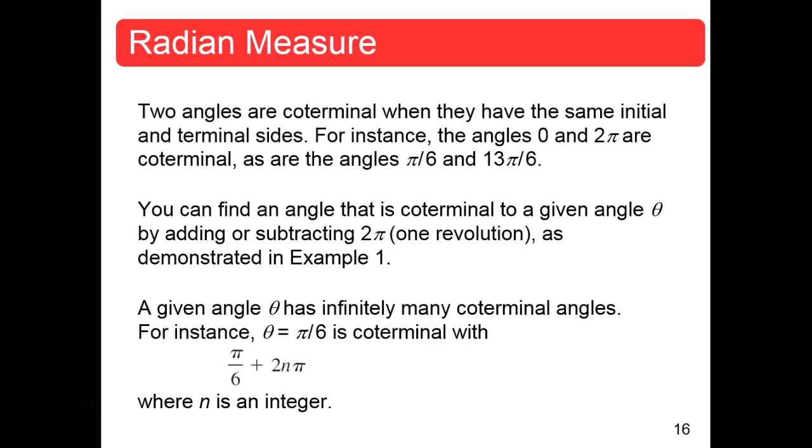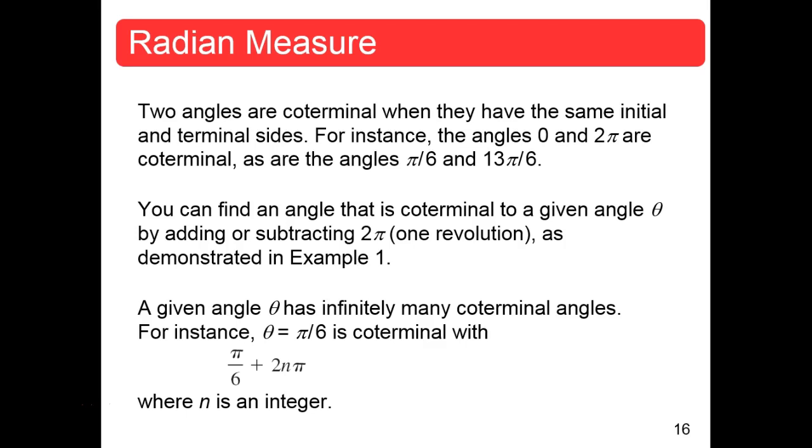So, let's say we have a given angle of theta, whatever that is, wherever it is. It has infinitely many coterminal angles, because you can add 2 pi to that, 4 pi to that, 6 pi to that, or subtract 2 pi from that, subtract 4 pi from it, subtract 6 pi. You can go as many times as you want. So if that initial angle theta was pi/6, it's coterminal with pi/6 plus 2n pi.